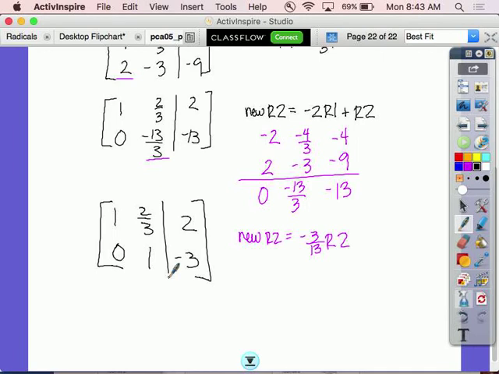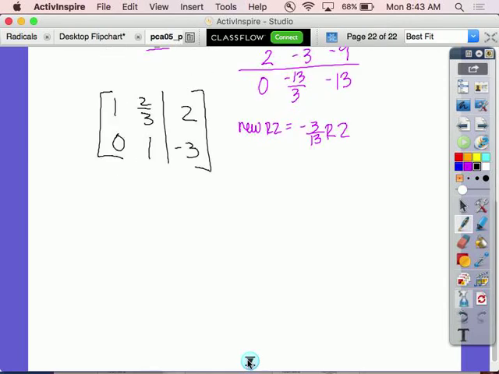Is this reduced row echelon form? No. If you wanted to make it reduced row echelon form, you could always multiply row 2 by negative 2/3 and add it to this row, and you'd be done. Okay? You could get a new row 1 and make this 0 by multiplying this by negative 2/3 and adding them together. But I don't need to do that because now I can just solve.